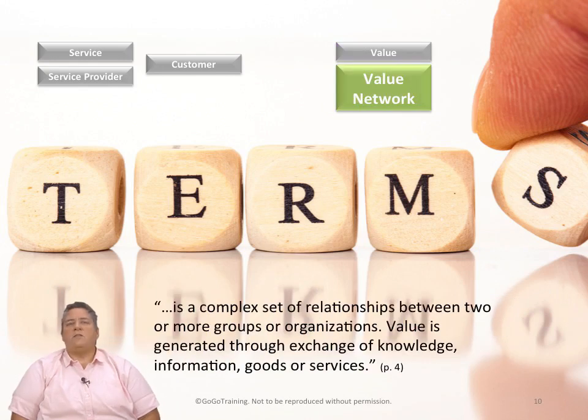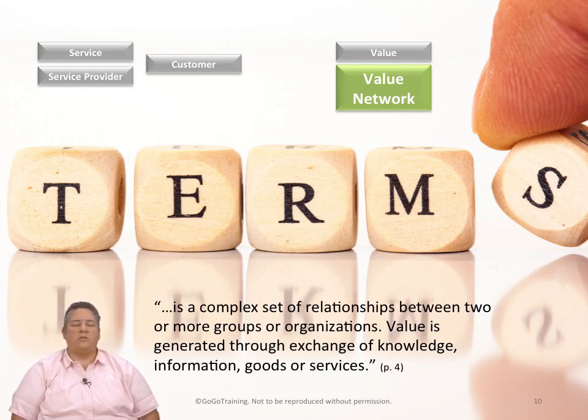The last term is value network. And this is a little bit different, but it's pretty much self-explanatory. This value network is a complex set of relationships between 2 or more groups or organizations. Value is generated through the exchange of knowledge, information, goods, or services. So a value network is taking or extending the value chain and saying there's always more than one input or more than one output in a service.